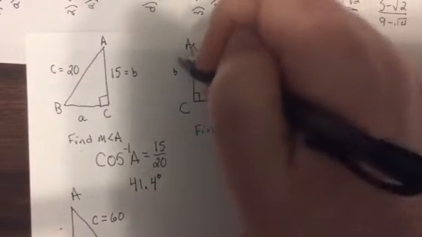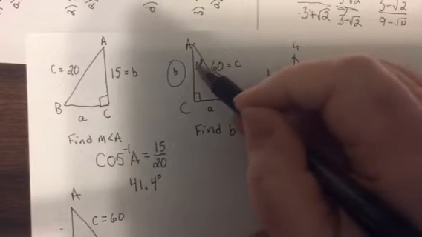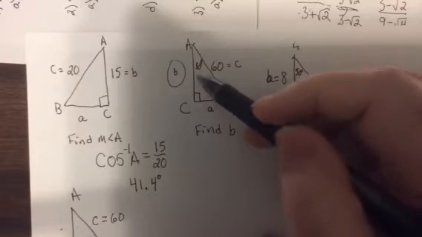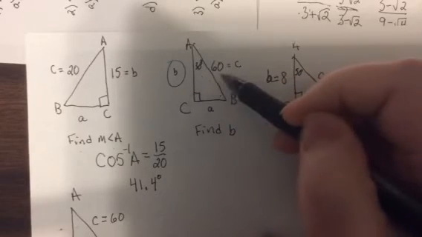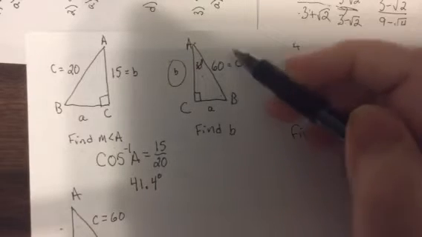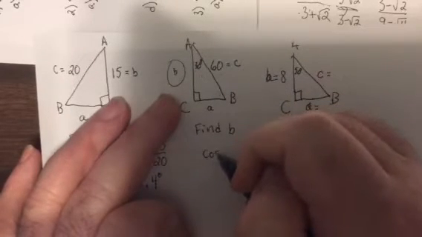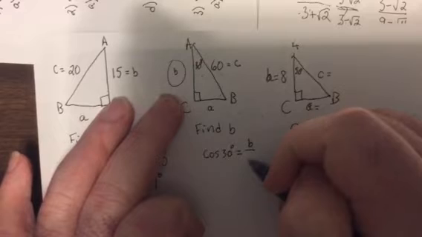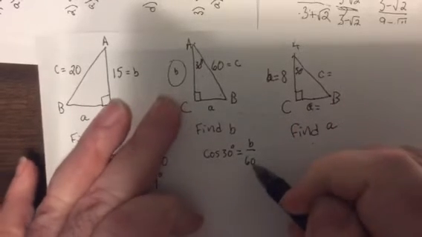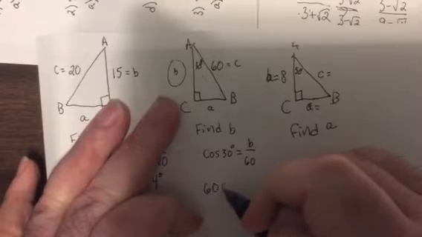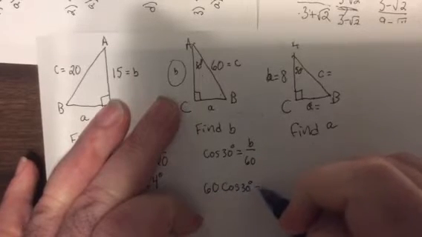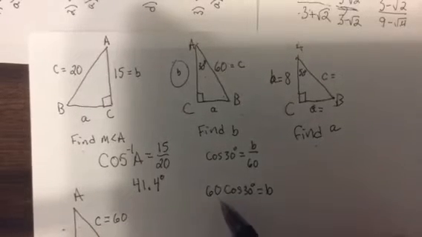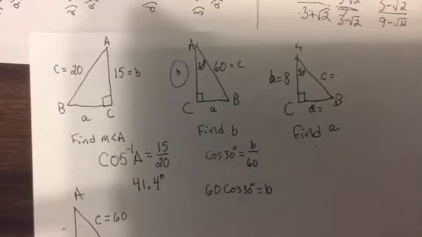Find side B. That's this side. Now I'm given this angle, which is 30 degrees, and I'm given the hypotenuse. So what's adjacent over hypotenuse? Let's see. Oh, that's cosine. So it's cosine 30 equals B over C, the hypotenuse. So I multiply by 60 equals B. So again, on the iPad, you just go 60 times cosine 30.